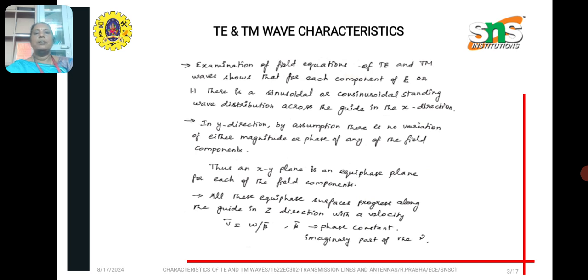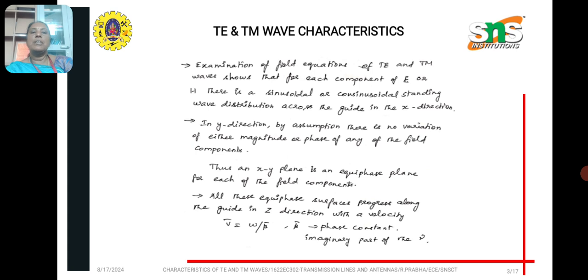By examining the field equations of TE and TM waves, we can understand that each component of electric field and magnetic field has a sinusoidal or cosinusoidal standing wave distribution across the guide in the x direction, and in the y direction, by assumption, there is no variation of either magnitude or phase of any of the field components. So an xy plane is an equiphase plane for each of the field components, and all these equiphase surfaces progress along the guide in z direction with the velocity v equal to omega by beta.